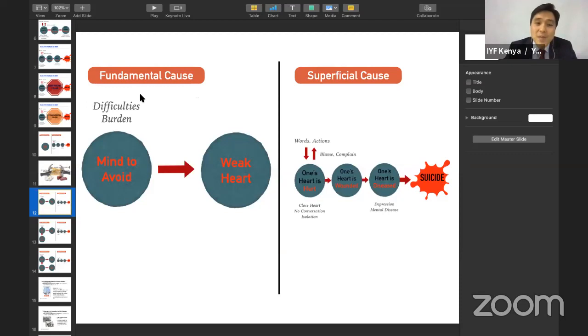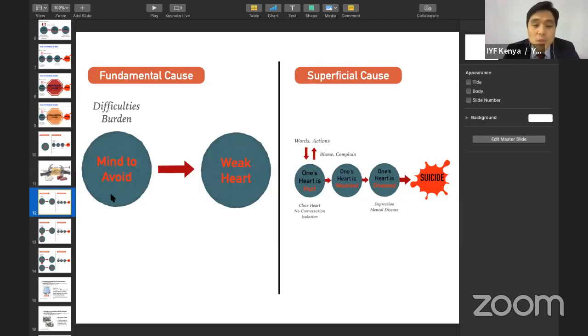Now, let us take a look at the fundamental cause of why our heart is weak. The outer force is the difficulties and the burden. Everyone, now you are in Kisii University. As you are in the university, you are going to have bigger responsibilities. Is that so? You have bigger responsibilities and bigger problems and bigger situations and even more work, more stress. And as you continuously grow up, you add more responsibilities as well. Now, when those difficulties and burdens come upon your life, there are those students who live with the mind to avoid those difficulties and burdens.